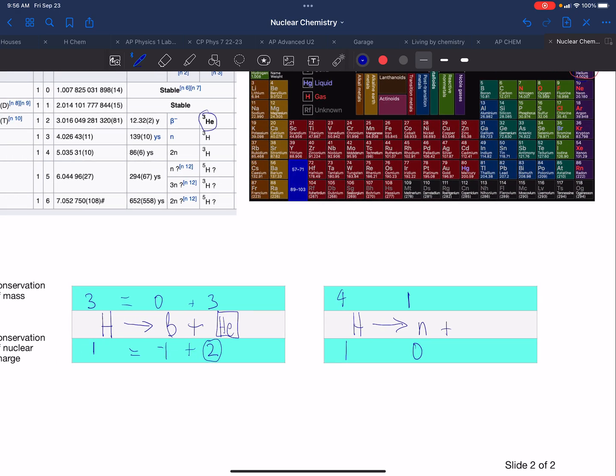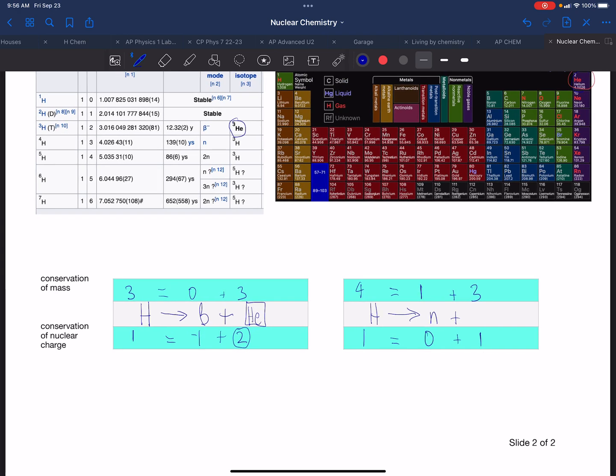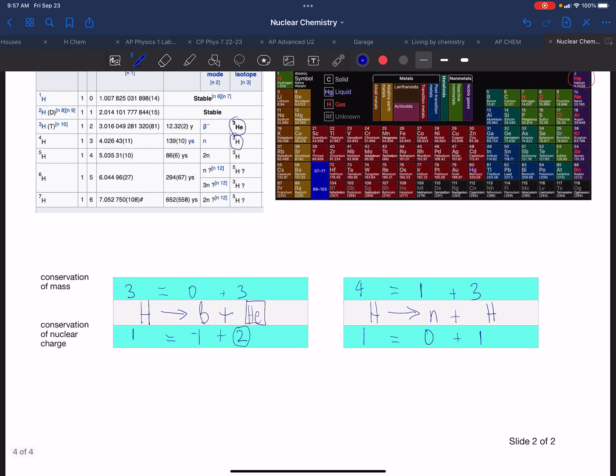And that is going to turn into some other species. And so 1 equals 0 plus 1. 4 equals 1 plus 3. So this element that has 1 proton is hydrogen. So hydrogen 4 decays to hydrogen 3. And if we check the list up here, that is indeed what it says happens. So this is a sensible way to apply the rules of conservation of mass and conservation of charge to balance out a nuclear reaction and determine what the daughter products are.